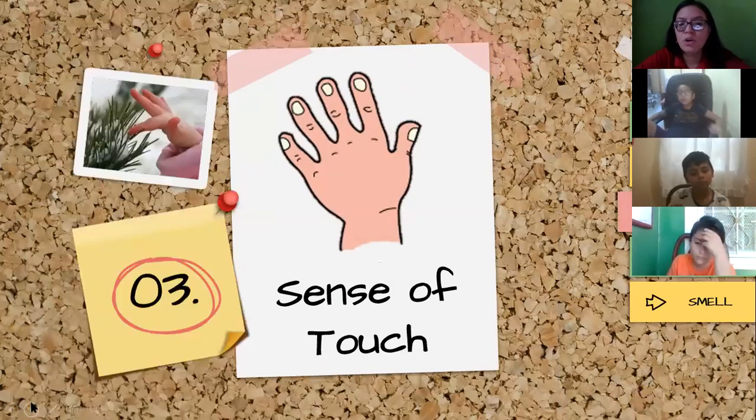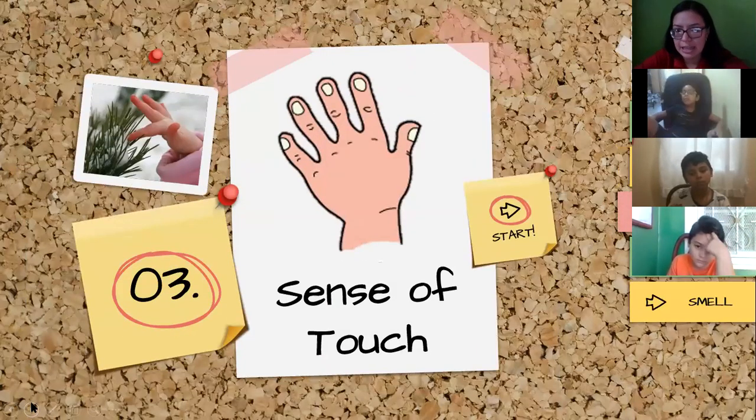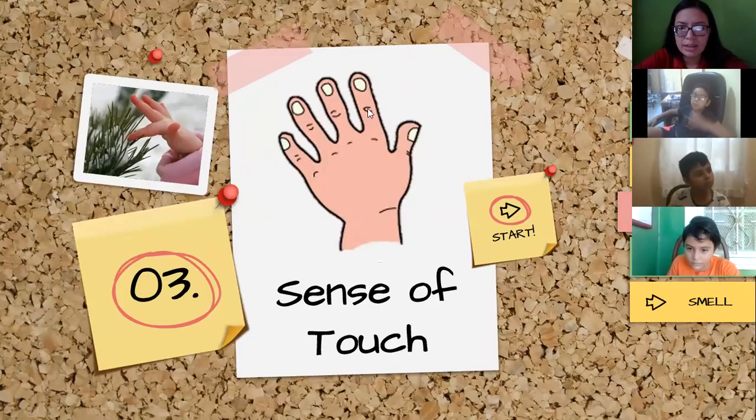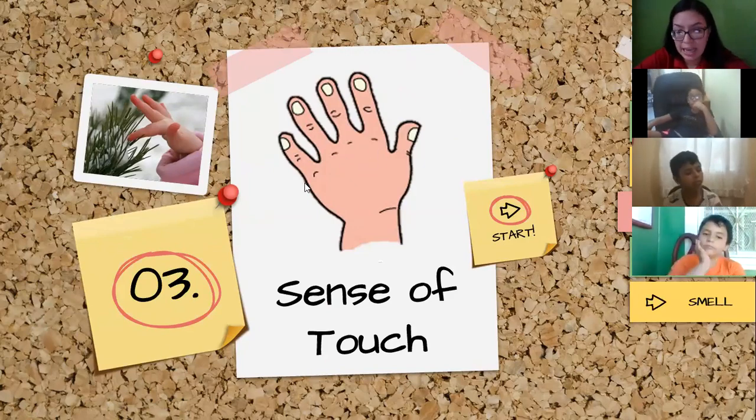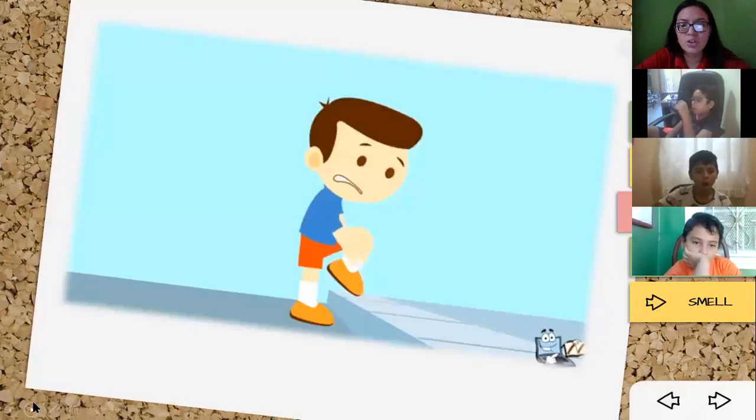Okay, now let's move on to the other sense. We have the sense of touch. The sense of touch. Okay, that sense of touch, remember, the organ is not the hand. The organ is the skin. That is the organ for the touch.